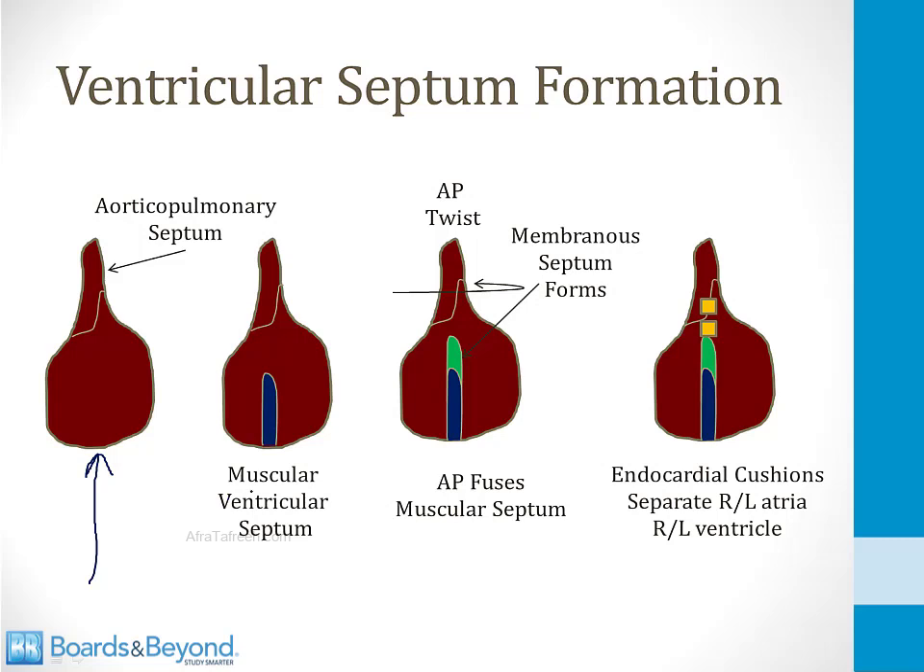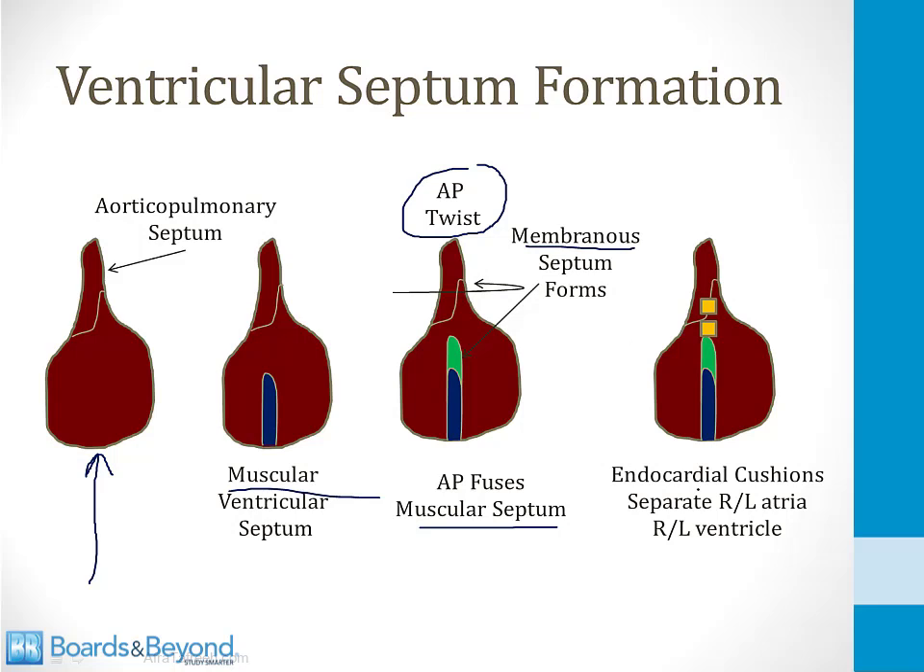So the first step in this process is that a structure called the muscular ventricular septum begins to form. That's shown in blue here. This forms at the bottom of the ventricle and grows upward towards the outflow section of the ventricle. Next, what happens is that the membranous septum forms. The way this happens is the aorticopulmonary septum begins to twist. You may know that the pulmonary artery and aorta twist around each other. So this happens in the embryo. The aorticopulmonary septum twists, and then it fuses with the muscular septum and forms this green portion of the interventricular septum called the membranous septum.